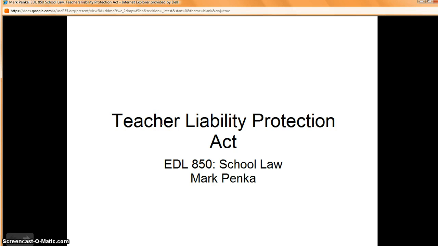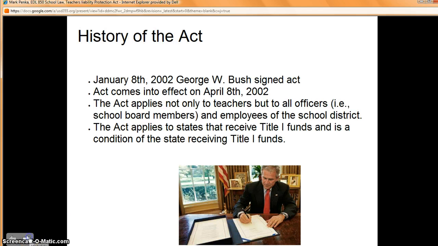The Teacher Liability Protection Act. This is for EDL 850 School Law by Mark Penka.